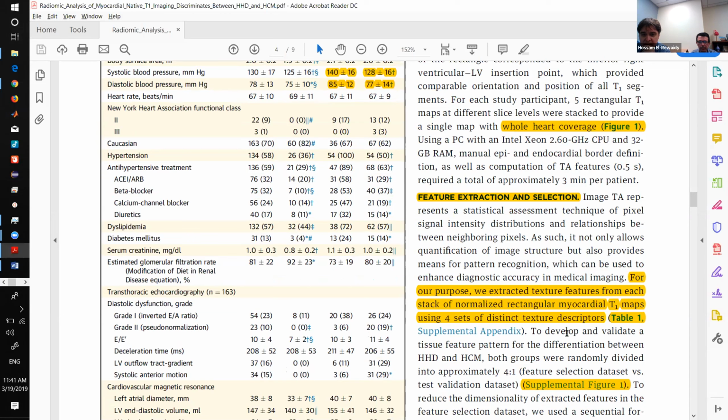Based on 4 sets of feature texture descriptors, I'll come to that later. I'll jump over to a slide to explain how we first did the image pre-processing before we performed the feature extraction.